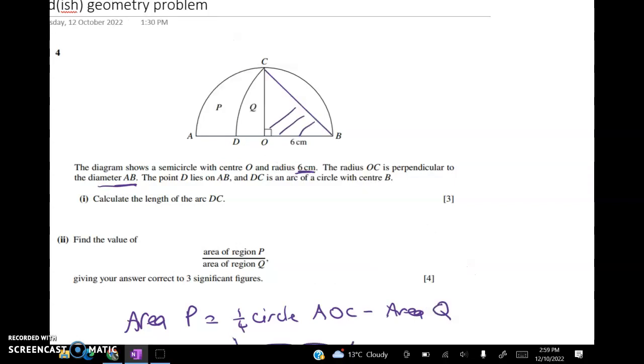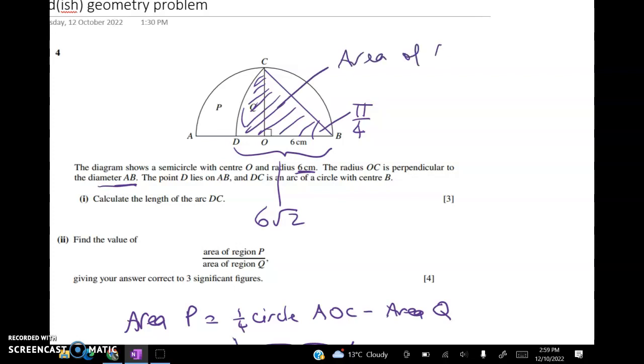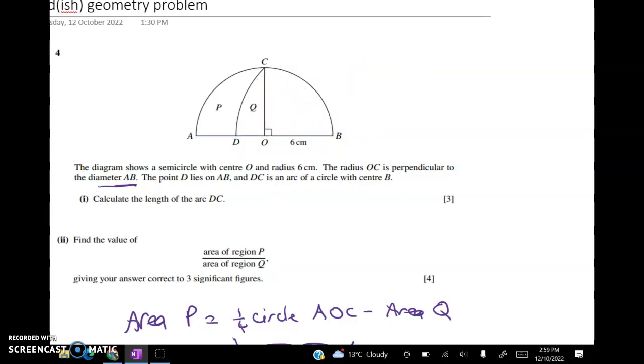And I could see that I can get the area of that sector pretty easily, right? Because I know that this radius here is 6 root 2, and I know that this angle is pi on 4. So I could do area of that sector and then take away area of the triangle, and that will work fine. And so the examiner's report said that students who'd found 6 root 2 as that radius didn't really have too much trouble with this question. I still think it's a little bit tricky to spot.